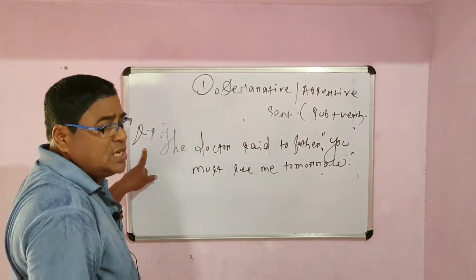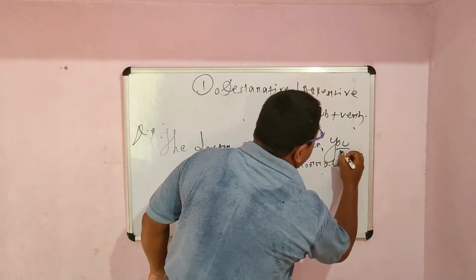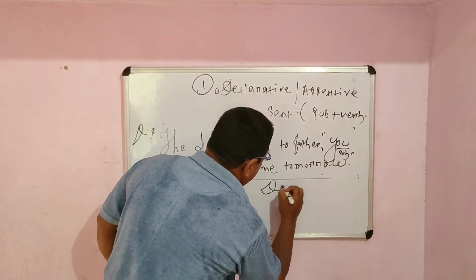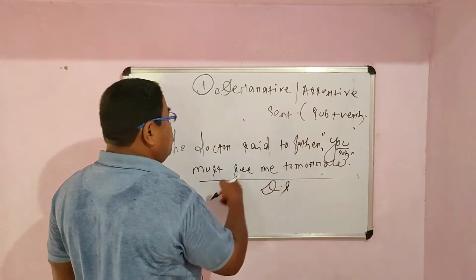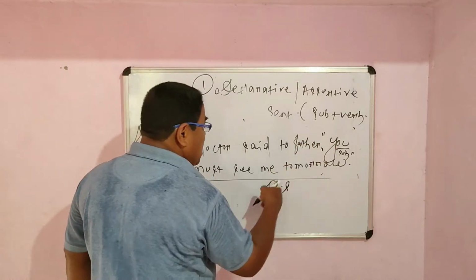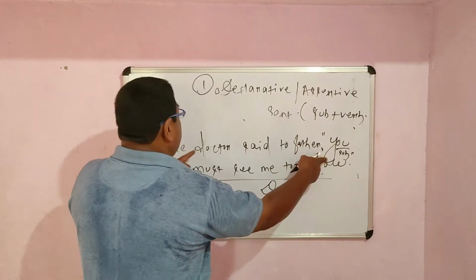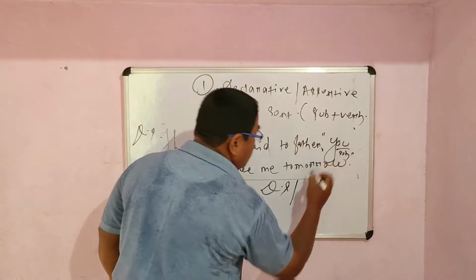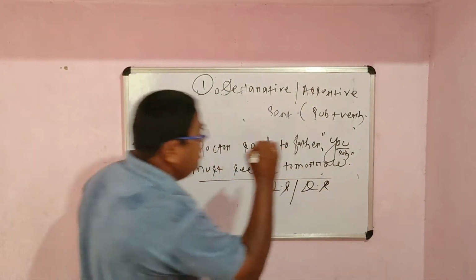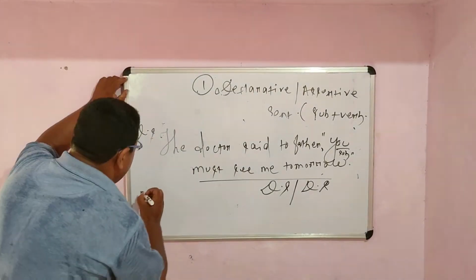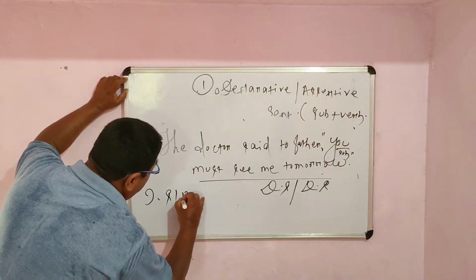This is the direct speech, and here it begins with the subject you. This is the statement of the doctor, that means you must see me tomorrow. This statement goes to father. This direct speech is in the declarative pattern. As usual, you have to change this into indirect speech or reported speech.